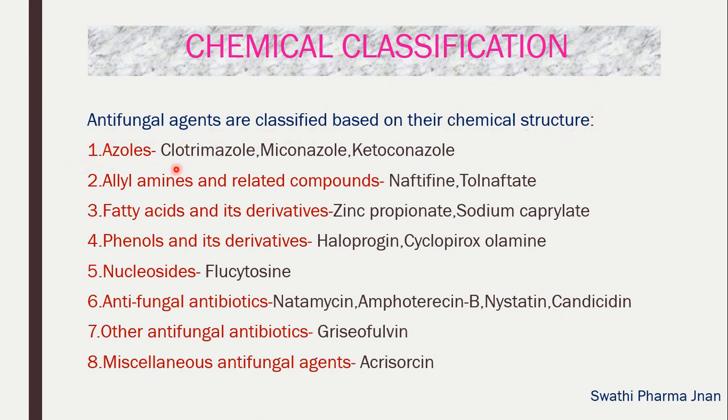First class is azoles. Examples are clotrimazole, miconazole, ketoconazole. Allylamines and related compounds, examples are naftifine and tolnaftate. Fatty acids and their derivatives are zinc propionate and sodium caprylate. Phenols and their derivatives, examples are haloprogin and ciclopirox olamine. Nucleosides, example is flucytosine. Antifungal antibiotics: natamycin, amphotericin B, nystatin, candicidin. Other antifungal antibiotics, example is griseofulvin. Miscellaneous antifungal agents, example is acrisorcin. One by one, we'll see the structures now.